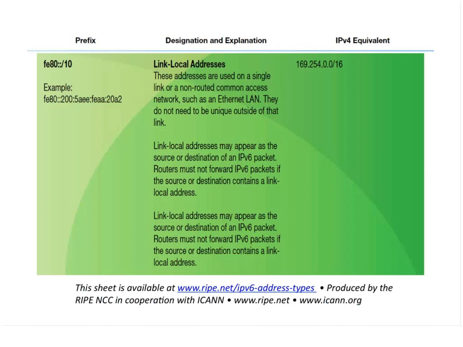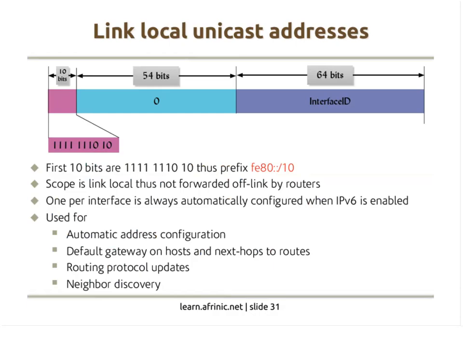Routers must not forward IPv6 packets if the source or destination contains a link local address. So these are IP addresses that the device assigns itself, and they're not globally routable. And they are FE80::/10. Link local unicast address. So this is just another representation of the same. Scope is link local, that's not forwarded often by routers. So typically this will not be globally routable.